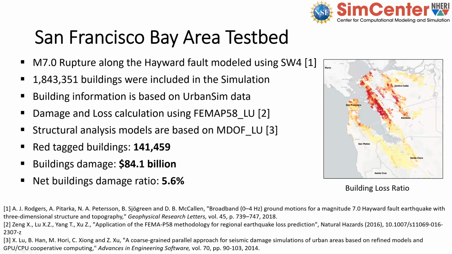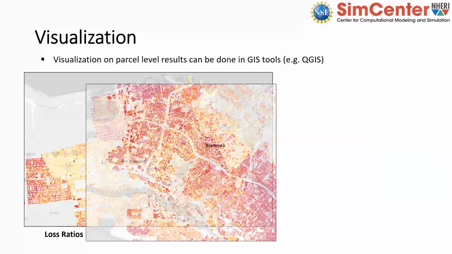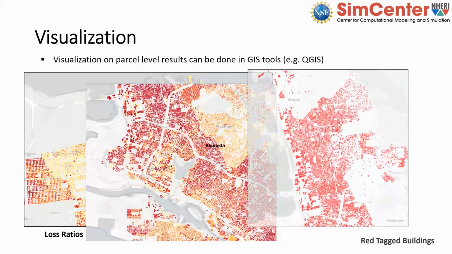The results show 141,000 buildings that are red tagged, a building damage of $84 billion, and a net damage ratio for the whole region of 5.6%. You can see in the figure that there is a lot of red color in the East Bay. That's because it's on the Hayward Fault. This is just a visualization of some of the results we get. You can see that these results are actually on the parcel level. There are loss ratios for San Francisco and Alameda counties and the red tag buildings in the East Bay.